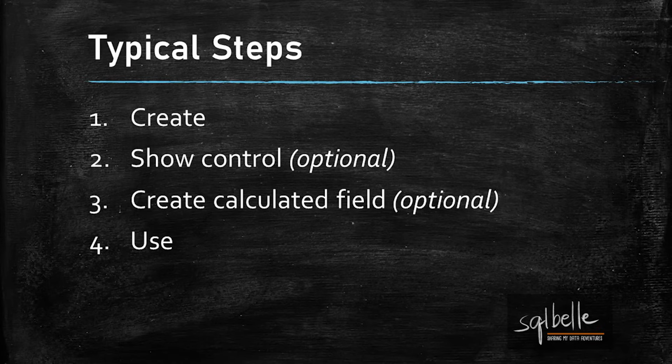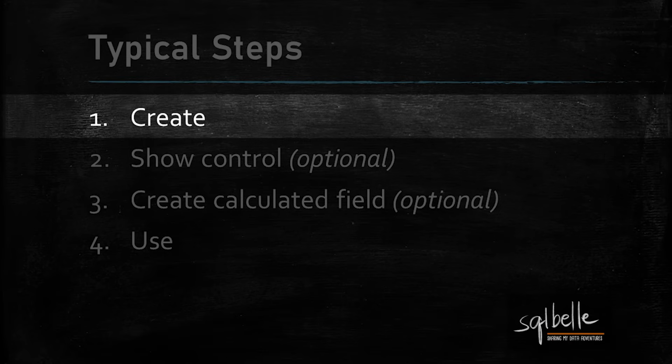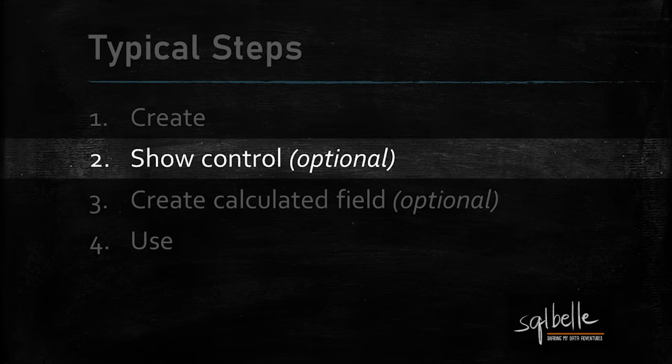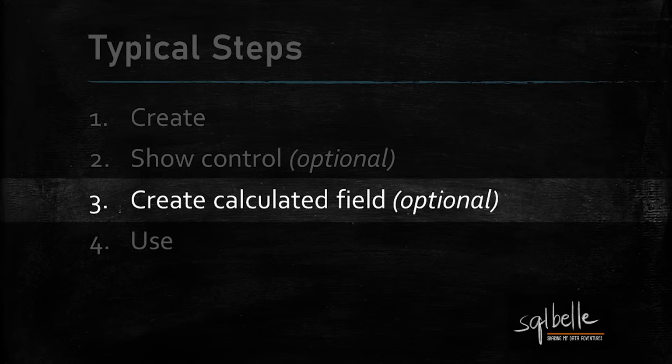Now that we have defined parameters, let's move on to the typical steps we follow when we use parameters. Please note that all of these will be demoed later on. The first step is to create our parameter. Second, we may opt to show our parameter control. There will be times when we may decide not to show the control at all and simply use the parameter for some background calculations.